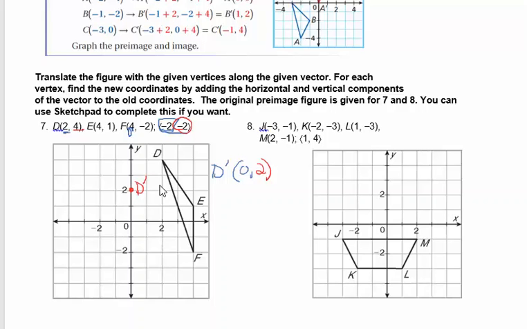And then you would repeat this step for E and F, and then you'll get your new triangle and you'll sketch it in there. Now when you're done, triangle D prime E prime F prime should be the same shape and size as your pre-image DEF, but the image will have been translated, moved from your original.